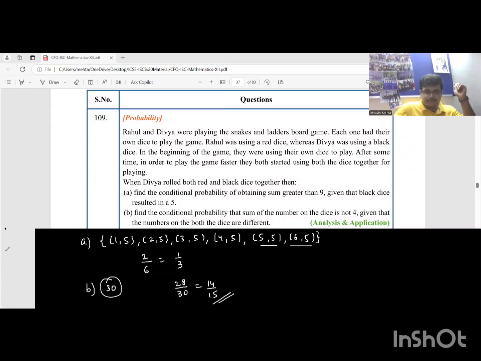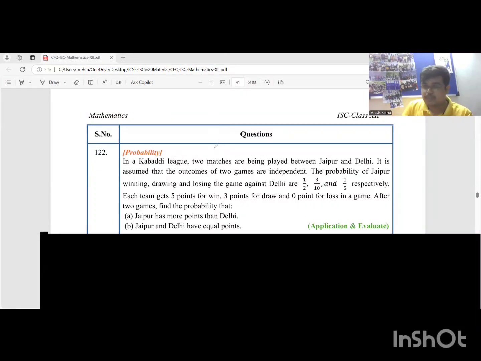Let's move to the next one. So students will take the next question, question number 122. In a Kabaddi league, 2 matches are being played between Jaipur and Delhi. It is assumed that the outcomes of the games are independent. The probability of Jaipur winning, drawing, and losing against Delhi are given. Now, students have to understand probability that Jaipur wins is same as probability that Delhi loses.